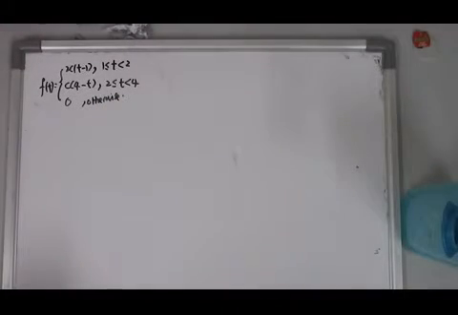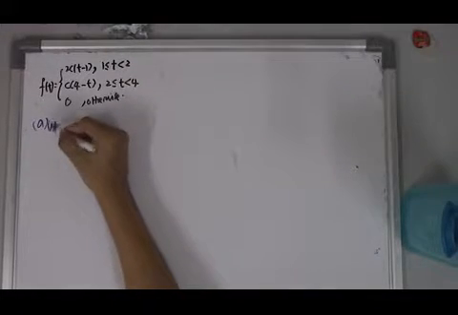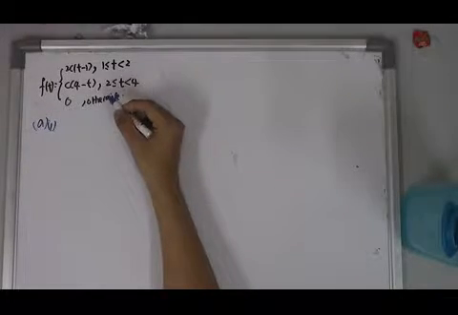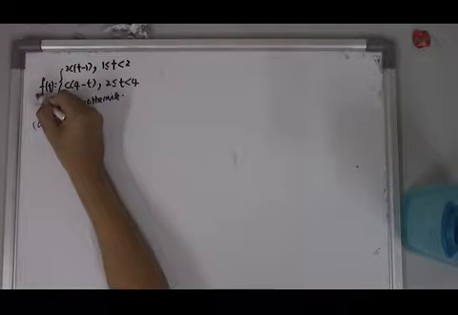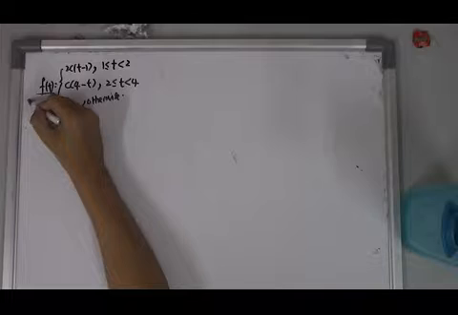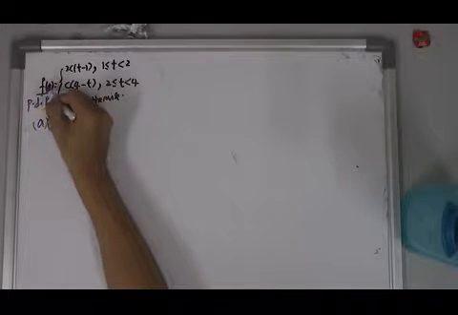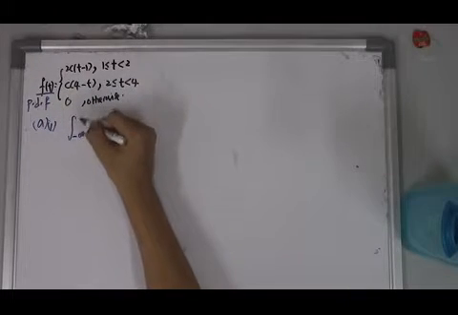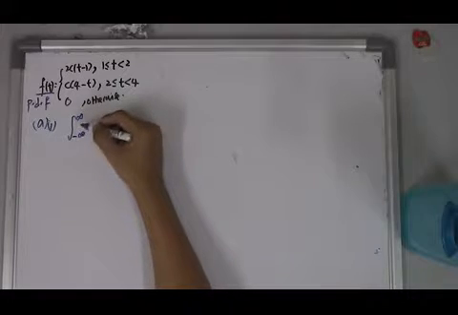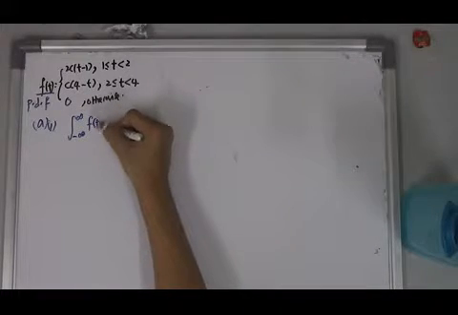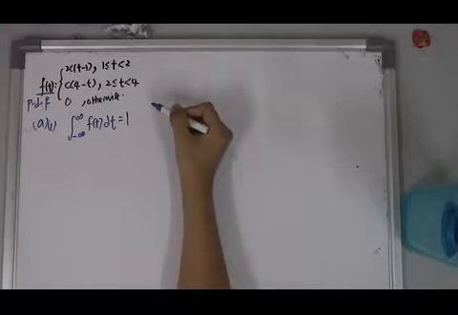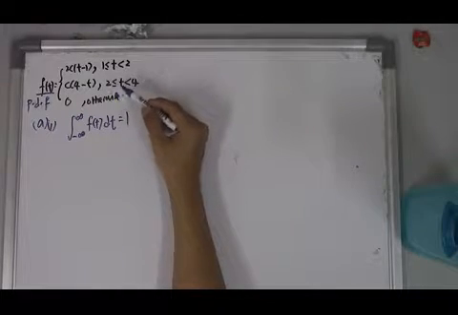Now the first question, A number 1, asks you to find the value of c. As you know, this is a continuous random variable, and this is a probability density function, not the cumulative. So you integrate from negative infinity to infinity. This is a property of a continuous random variable, and it is very important: it must equal 1.